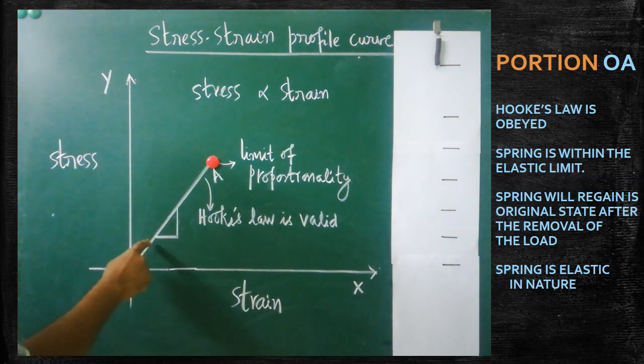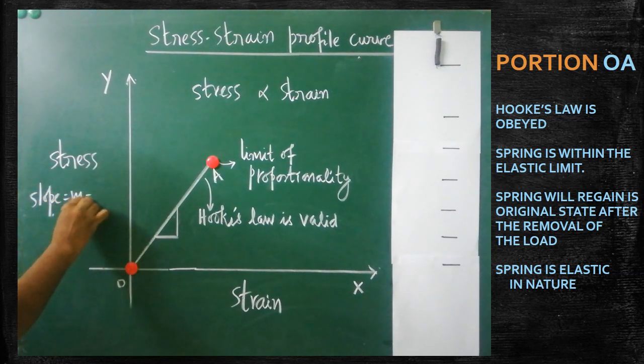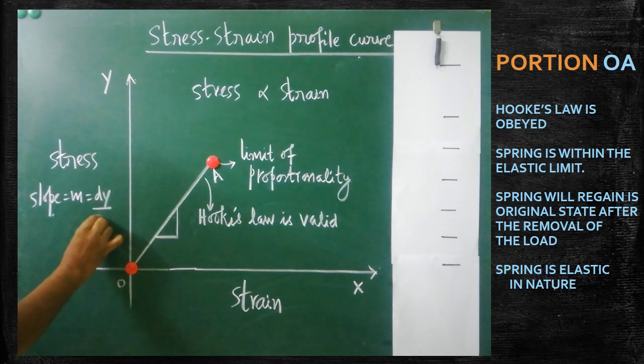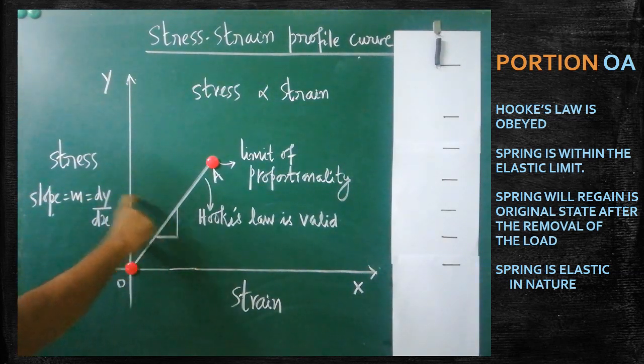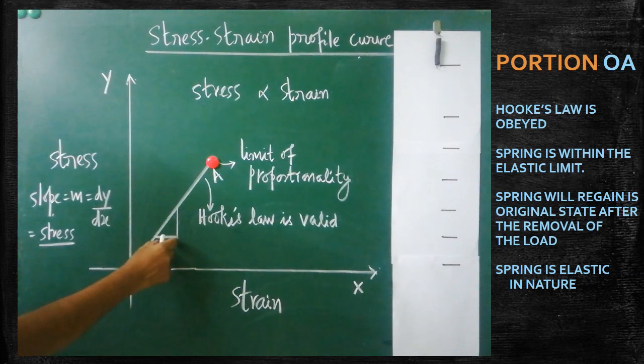If you find the slope of this particular straight line graph, you will get the ratio. How will you calculate the slope? In general, the slope is called m. Usually, what is the formula for slope? Slope is equal to dy by dx. In the y-axis, which one is taken? Stress is taken. So slope is equal to stress divided by the corresponding variation seen in the x-axis, which is the strain.